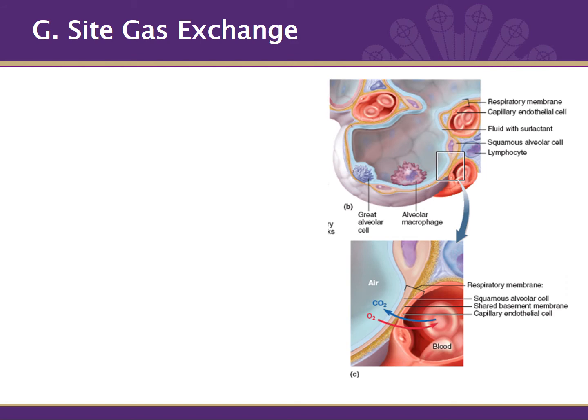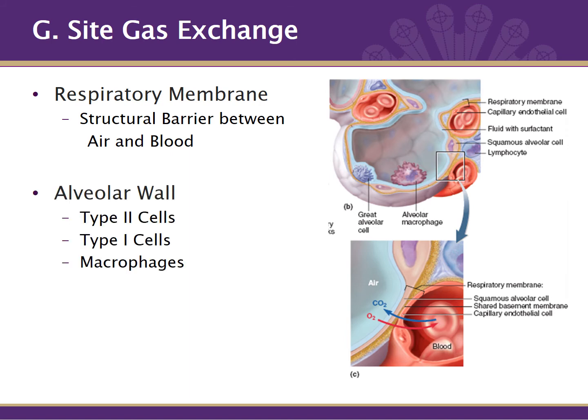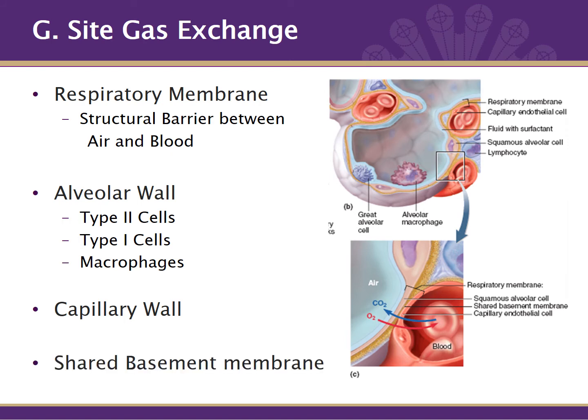Site of gas exchange. The respiratory membrane is the structural barrier between air and blood. It consists of the alveolar wall, endothelium of the capillary wall, and a shared basement membrane. As previously mentioned, the alveolar wall has two types of cells, type 1 and type 2 cells. We can also find macrophages, also known as dust cells. These are the most numerous cells in lungs.